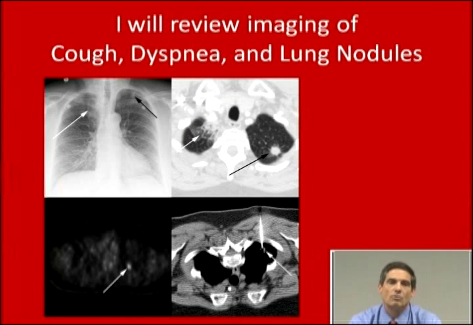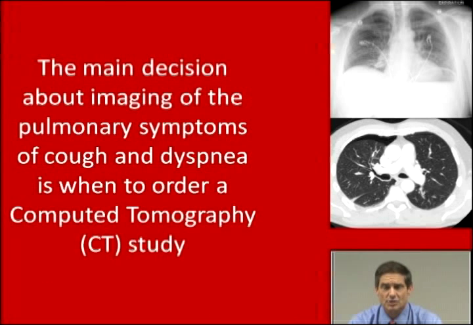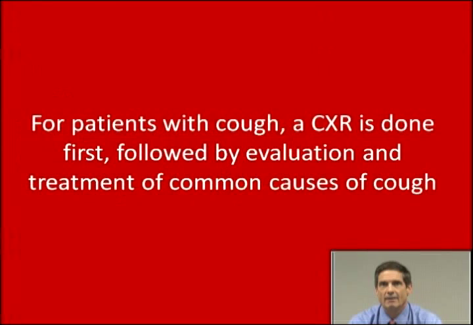So again, the whole talk reviewed cough, dyspnea, and lung nodules. And your main decision for cough and dyspnea is when you go from the chest x-ray to the CT scan. In those patients with a cough, of course, your chest x-ray is done first. Again, you evaluate and treat those common causes of cough: postnasal drip, GERD, asthma. You evaluate with careful review of symptoms and possible trials of treatment for those three things. CT, probably later rather than sooner, unless there's some red flag triggering you into it.